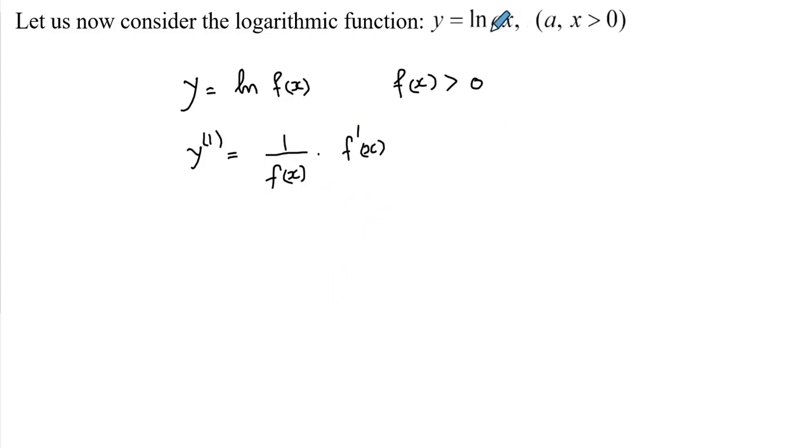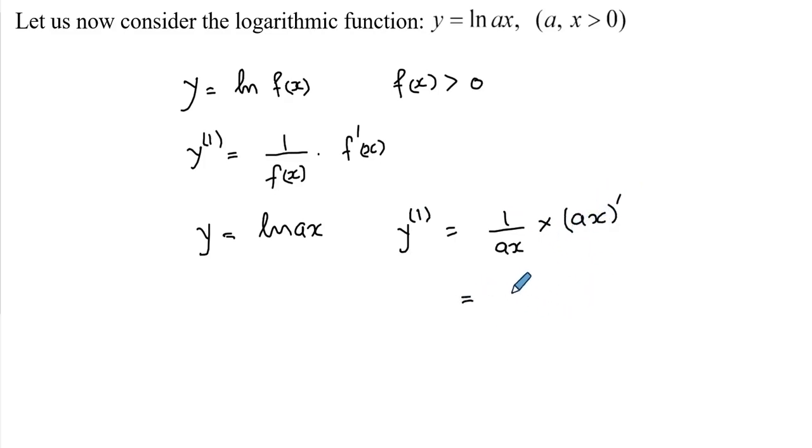Now, we could come to a function like this, where we have ln of ax. If we differentiate like this, then the first order derivative y' will be 1 over ax multiplied by the derivative of ax, which we know here will be a. Then this will give us 1 over x, which we can also write as x to the power minus 1.